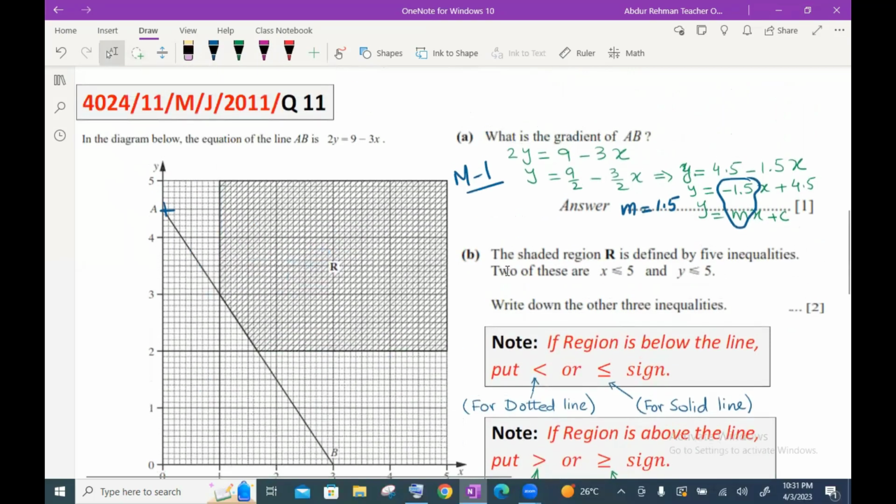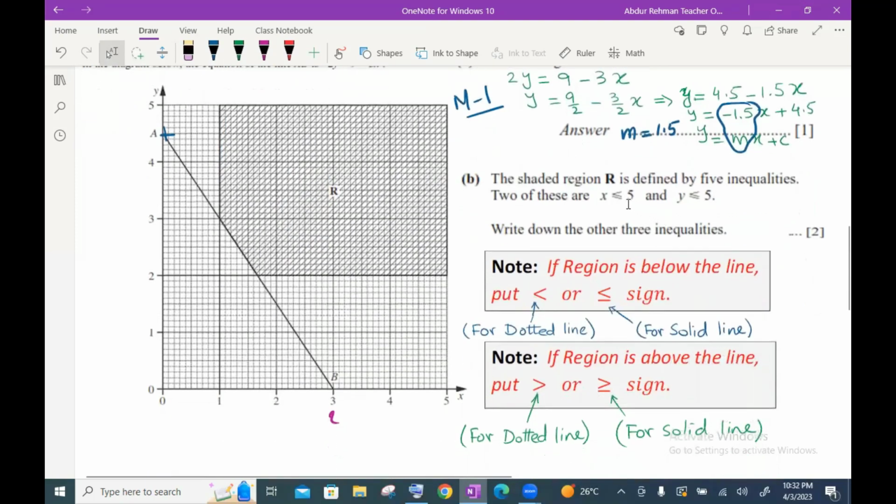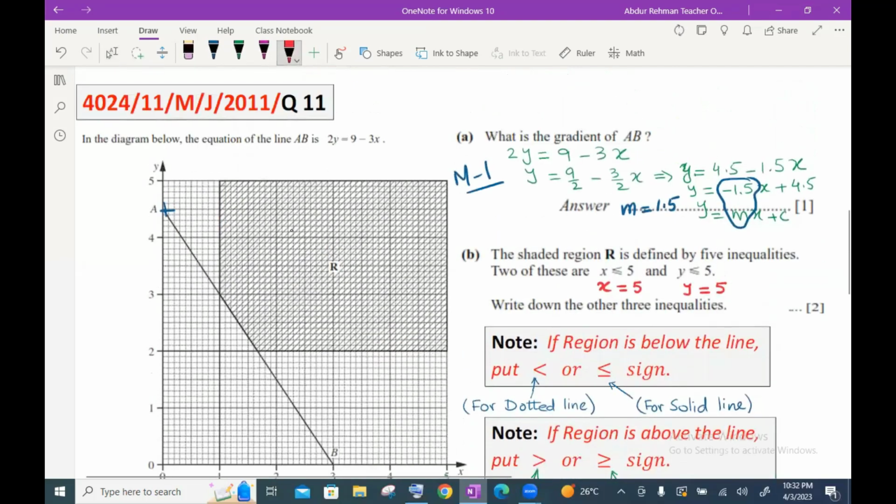So in the B part, the shaded region R is defined by 5 inequalities. Two of these are x is greater than or equal to 5, x is less than or equal to 5, and y is less than or equal to 5. First, you have to recognize the lines for x is less than or equal to 5 and y is less than or equal to 5. To recognize the line, the method is you have to convert it into the equation x equals 5 and y equals 5. So draw the outline.